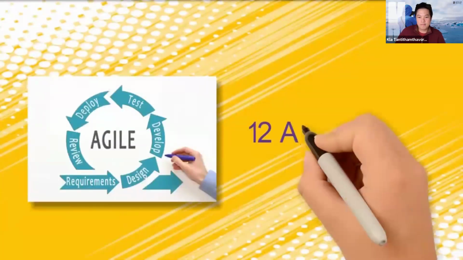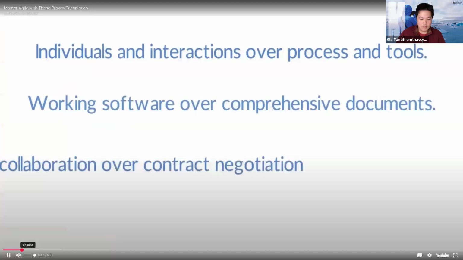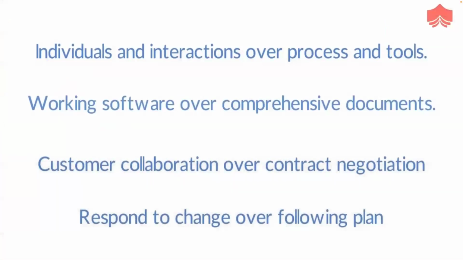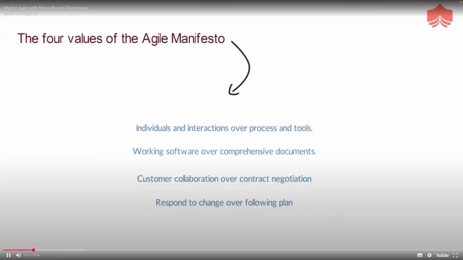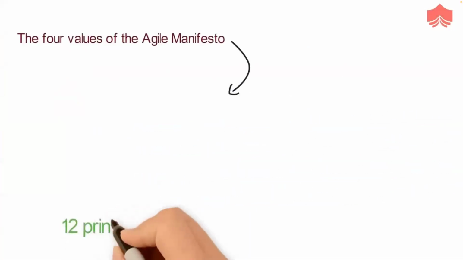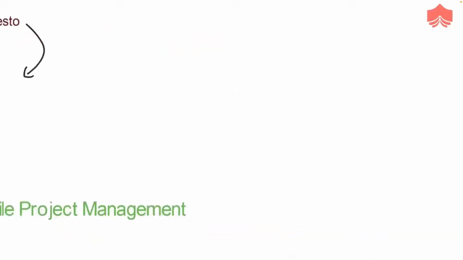In this video, we will be discussing the 12 Agile principles which are followed in Agile project management. Before watching this video, we recommend you are aware of the values of the Agile Manifesto. Let us understand the 12 principles of Agile project management.